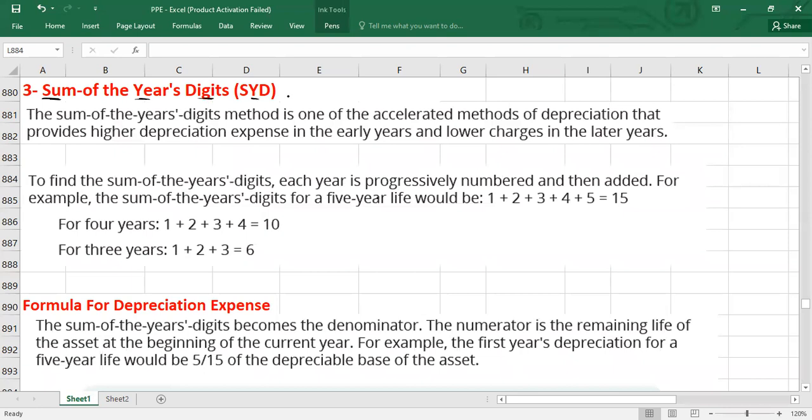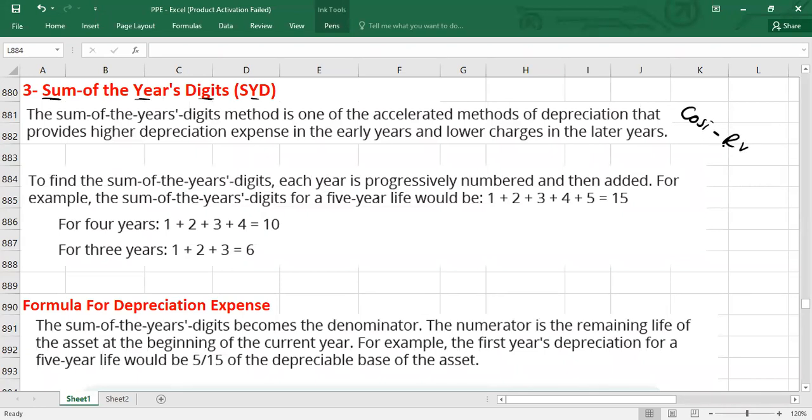Actually, what is depreciation? Depreciation is the systematic and rational allocation of the depreciable base of the asset over its useful life. So what is the depreciable base? It's just a quick overview. Depreciable base is always equal to the cost of the asset minus salvage value or residual value. This is what is called the depreciable base.